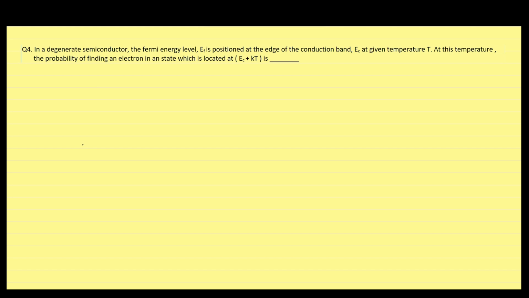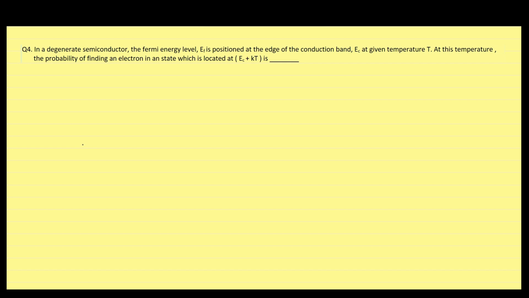Now we come to the fourth question. In a degenerate semiconductor, the Fermi energy level EF is positioned at the edge of the conduction band EC at temperature T. At this temperature, the probability of finding an electron in a state which is located at EC plus kT is.